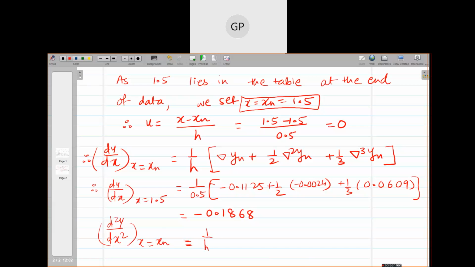1 upon h square into square bracket del square yn plus del cube yn. There are some more terms, but we should not include them as our differences go up to only del cube. Do you understand it? Finished writing? Can we go to the next page?